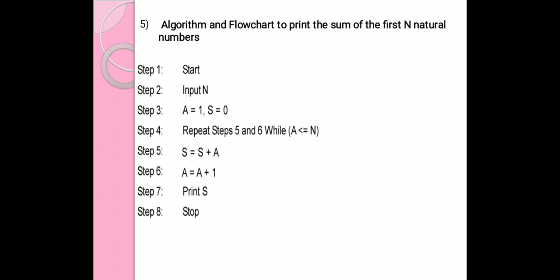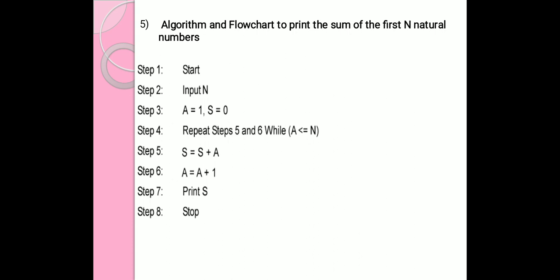Suppose, as an example, the value of n equal to 5. So start, input n, n has the value 5, a equal to 1, s equal to 0. Repeat steps 5 and 6 while a is less than or equal to n. Here a is now 1 and n is 5.